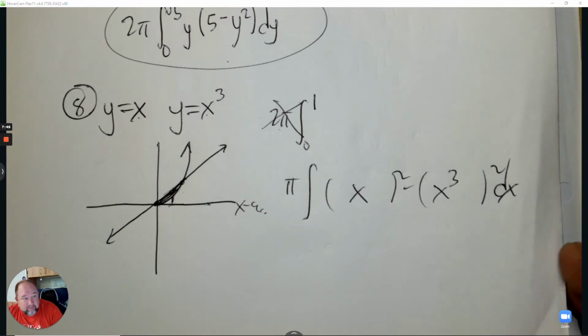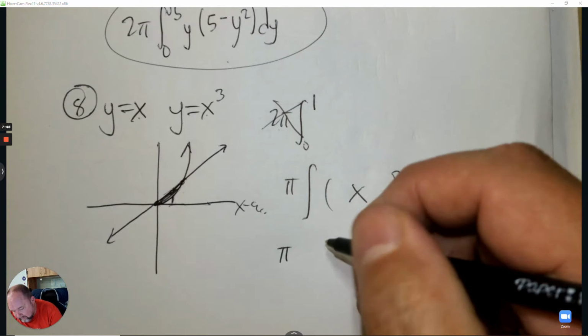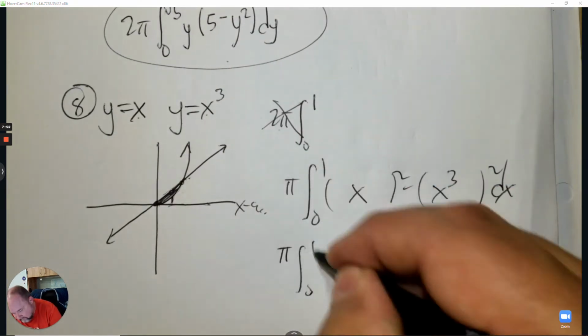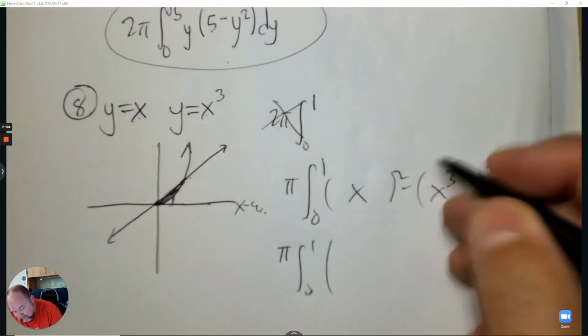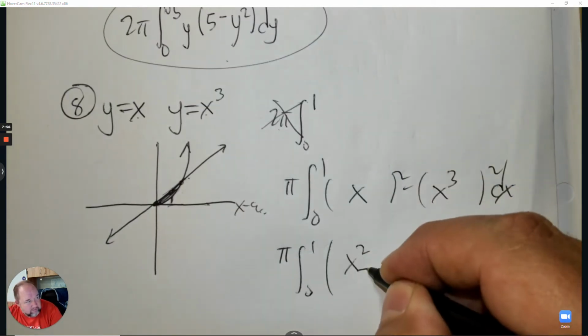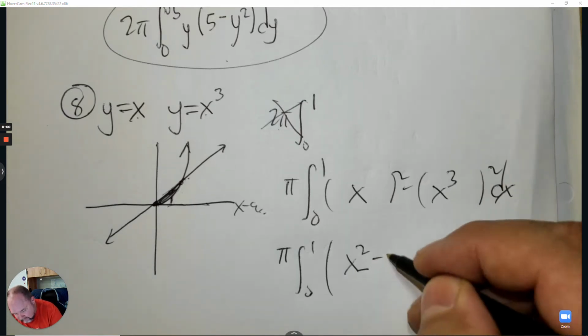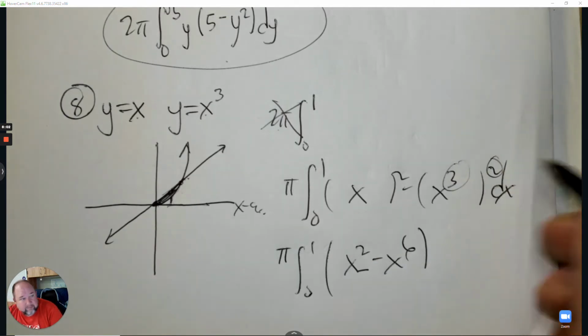And it says to actually find it. So, oh, and my integration again would be 0 to 1. So this is x squared minus x cubed. Well, actually cubed squared, so it's squared to the 6th. Multiply them together.